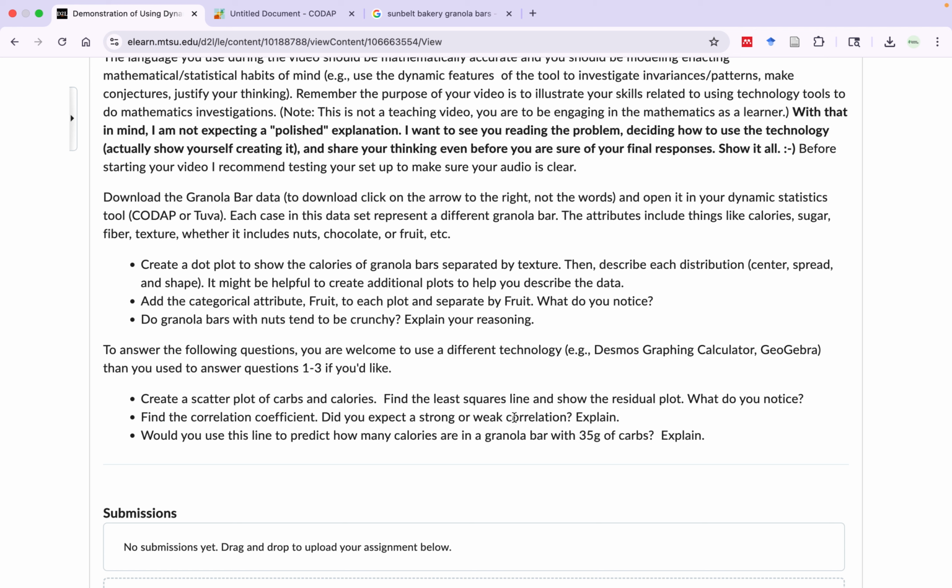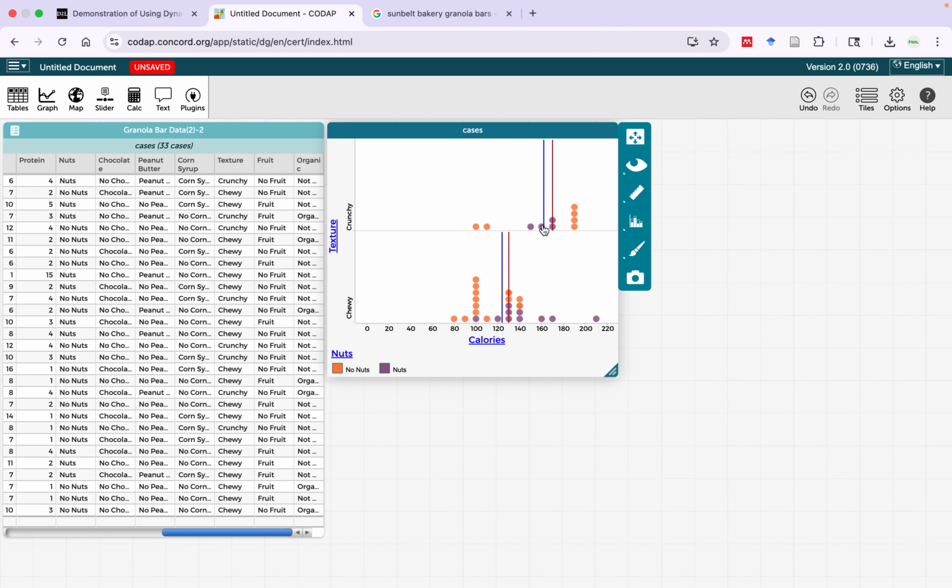Find the least squares and show the residual plot. What do you notice? Okay, distribution, center, spread, and shape. Well, there's fewer of these guys, so the range is smaller. It's not as smart because there's fewer, but less likelihood for variety. But Great Value is Walmart, not Kroger. Interesting.